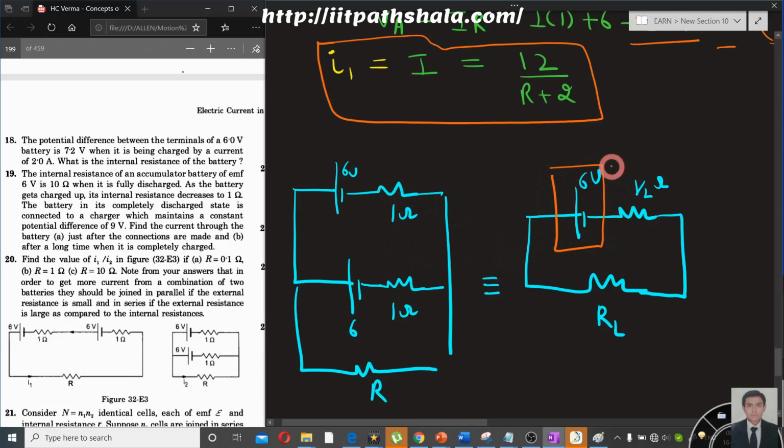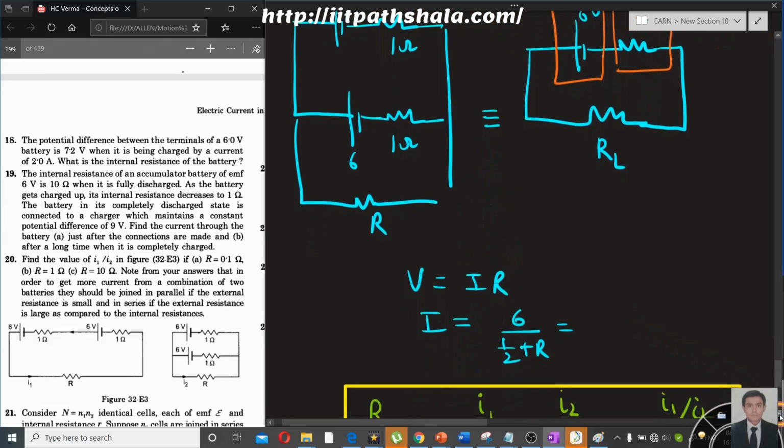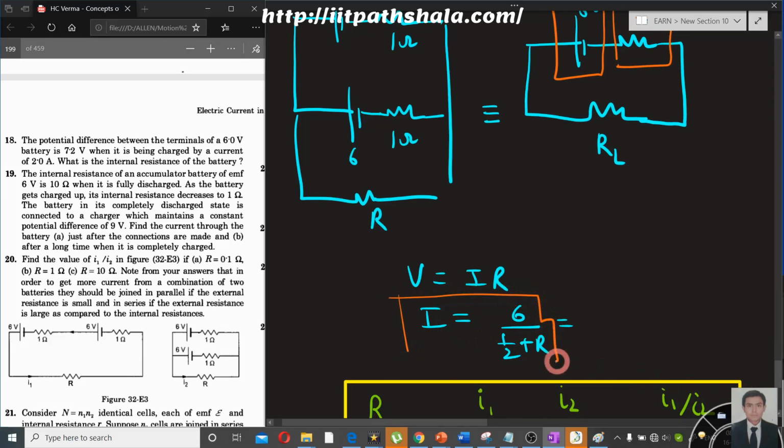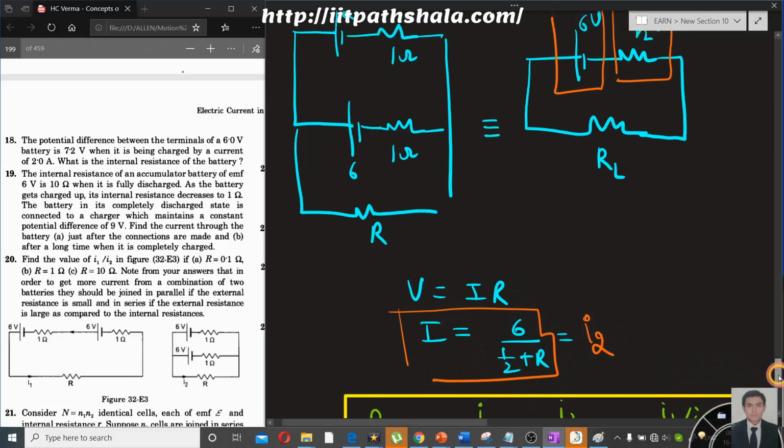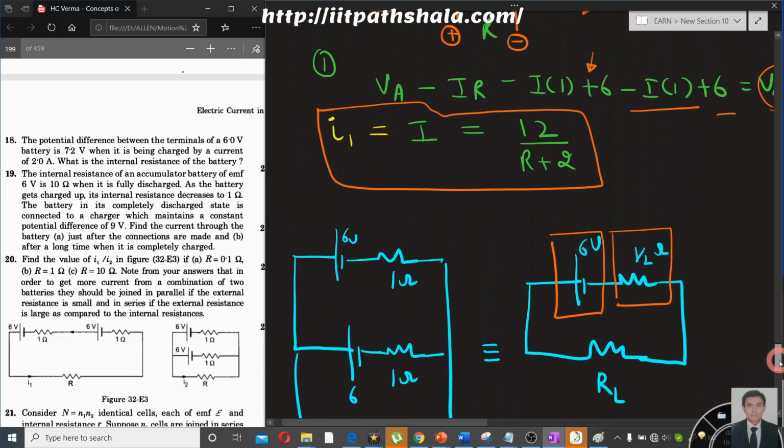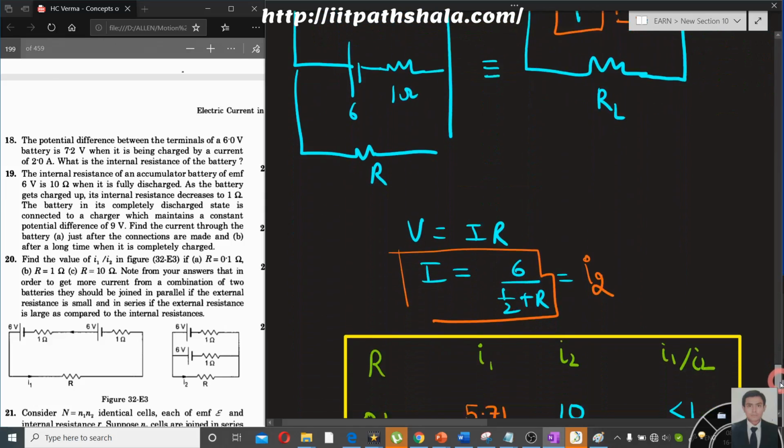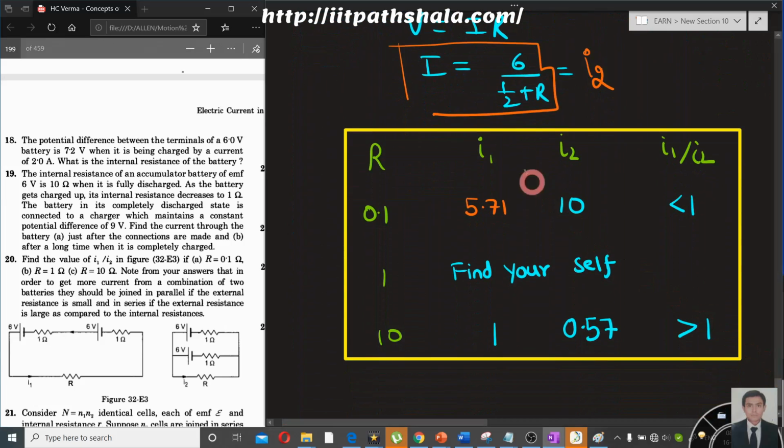These two resistors are parallel over here, I made a combined battery over here. From V equal to IR, I have found the value of I, which is I2 in this case. So these are the two formulas, you should note them down for the sake of comparison. Now I have to take the value of R. At different values of R, I am finding the value of I1 and I2 to confirm the statement over here.